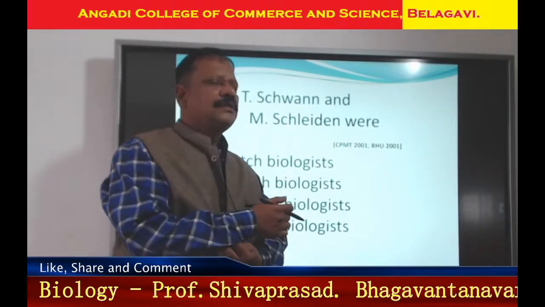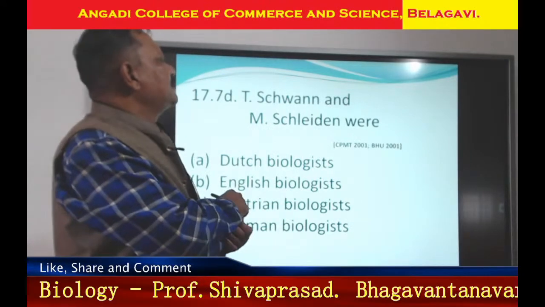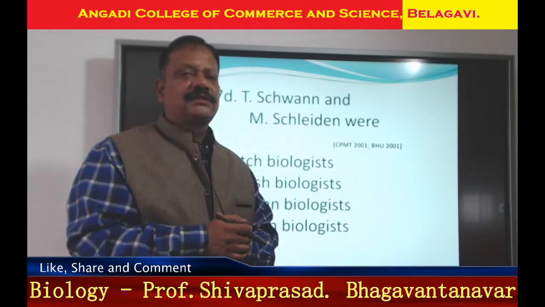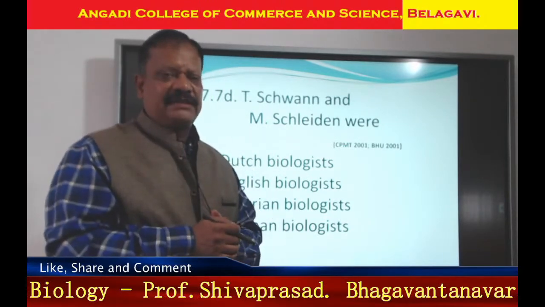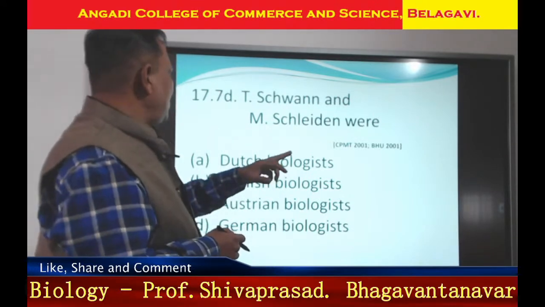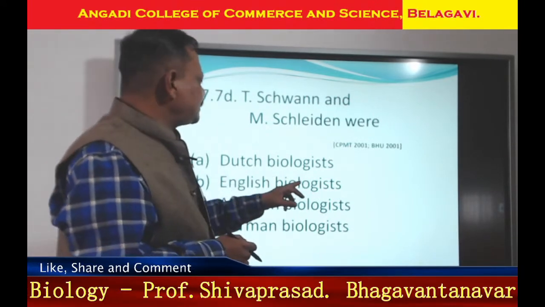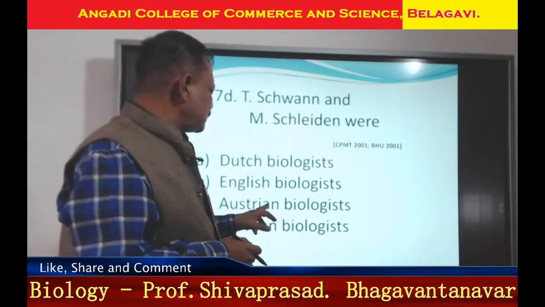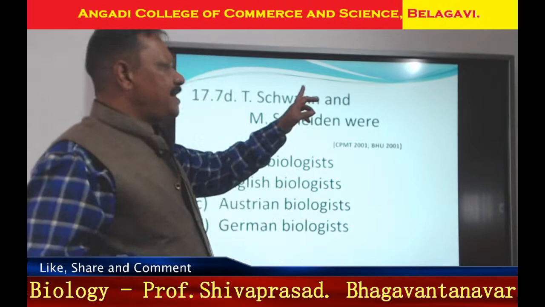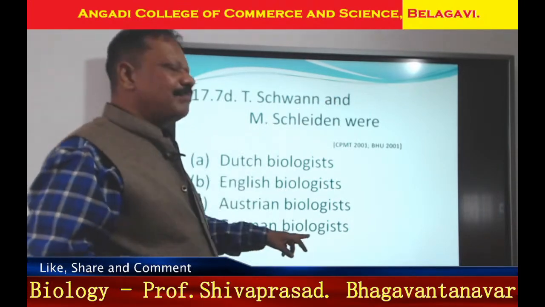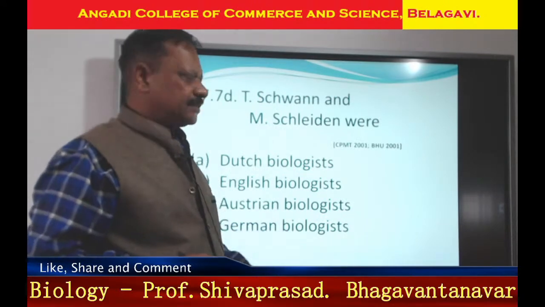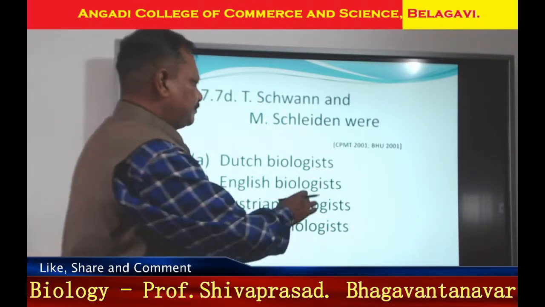Here, Schwann and Schleiden were. Already you studied Schleiden and Schwann. They gave the cell theory. Now we'll see here: Dutch biologists, English biologists, Austrian biologists, German biologists. Schleiden and Schwann were German biologists. So German biologist is the correct answer. We'll move to the next one.